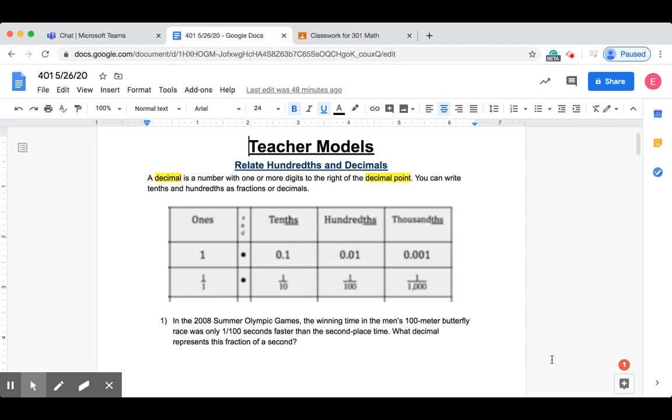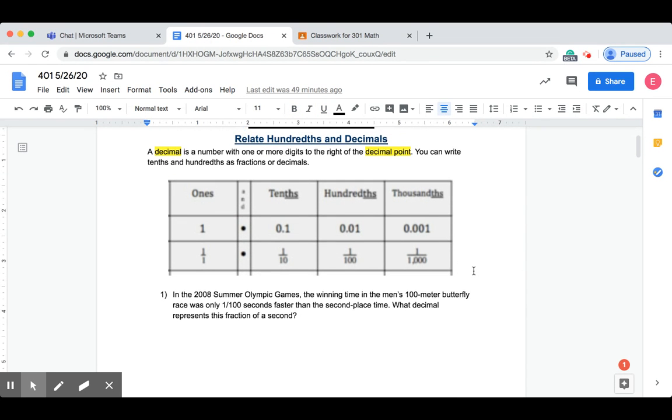Good morning, 401. Today we're going to continue with relating decimals and fractions. On Friday of last week, we worked on relating tenths and decimals. Today we are going to work on relating hundredths and decimals. So it will look very similar to what we did on Friday.